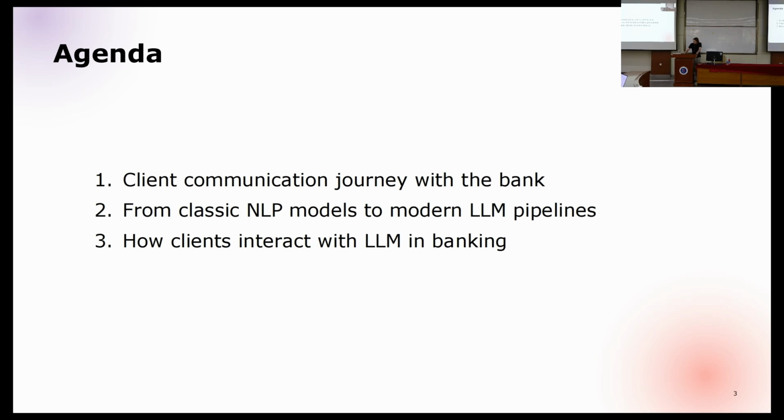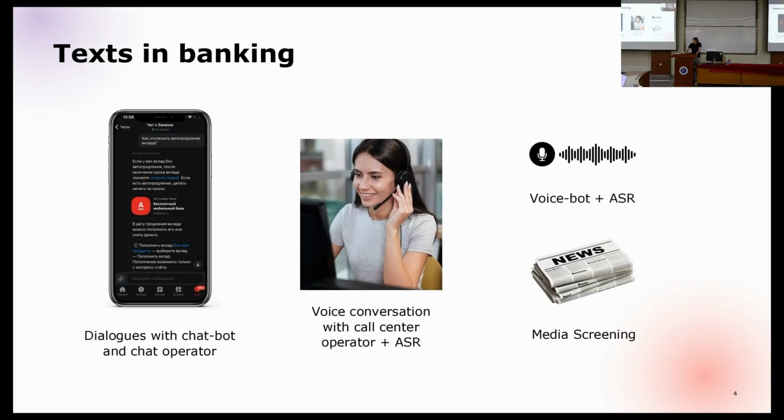So let's start with the sources. As you know, natural language processing is working with texts. And of course, the main source of text in bank is dialogues. There is a mobile application. There is a chat where a client can ask his questions, ask to do something. And there is a chatbot and human operator.